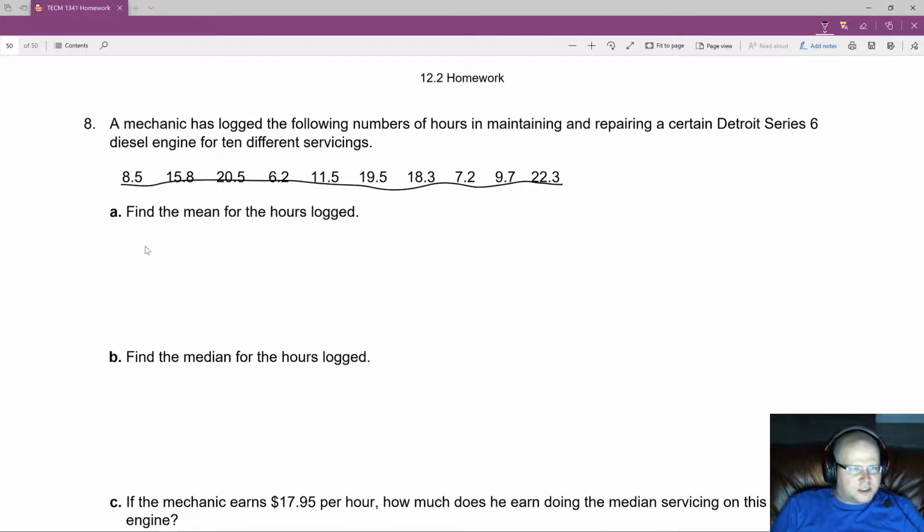So when we add all these numbers together, we get 139.5. And since there are 10 of them, we divide by 10, and that gives me 13.95. We want to find the median for the hours logged.